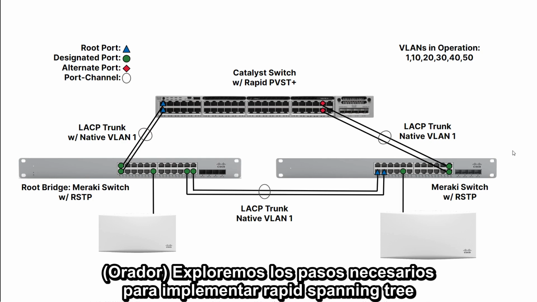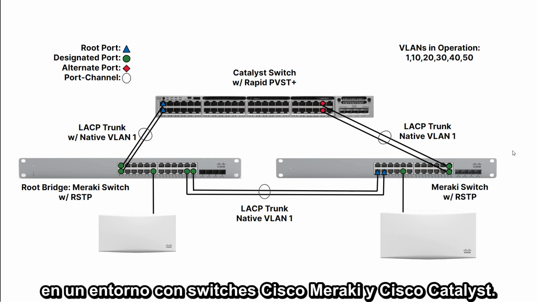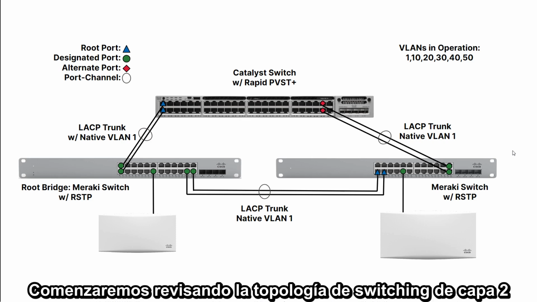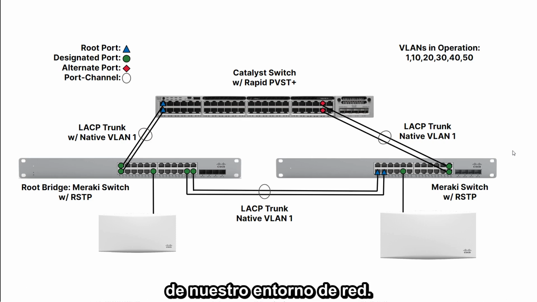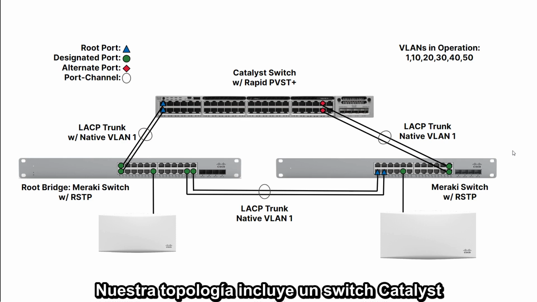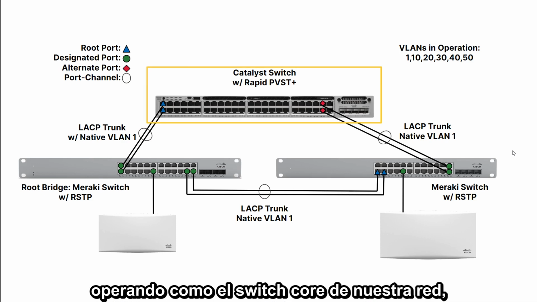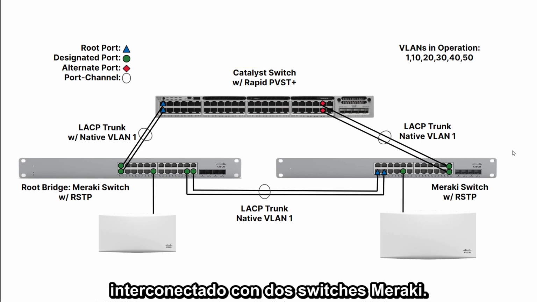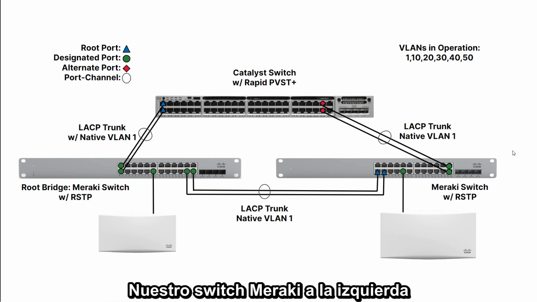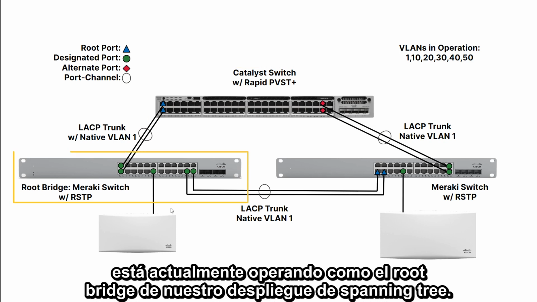Let's explore the steps needed to implement rapid spanning tree in an environment with Cisco Meraki and Cisco Catalyst switches. We will begin by reviewing the Layer 2 switching topology of our network environment. Our topology includes a Catalyst switch operating as the core switch of our network, interconnected with two Meraki switches. Our Meraki switch on the left is currently operating as the root bridge of our spanning tree deployment.